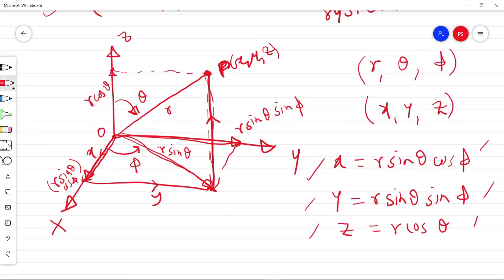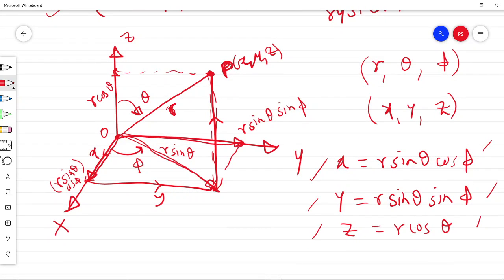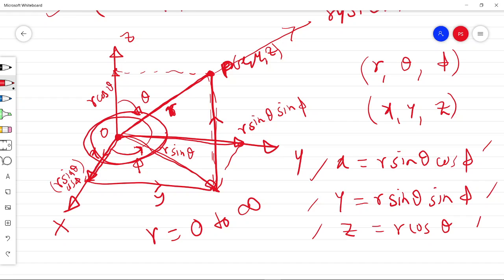So from this diagram we see that this R can range from, suppose this point P is sitting on point O, in that case the value of R is just 0, and if this point P moves very far away, in that case the value of R is infinity. Now this phi can keep on circulating in this xy plane. So starting from 0, the maximum value of phi is just going to be 2 pi. So the limit over phi is from 0 to 2 pi.